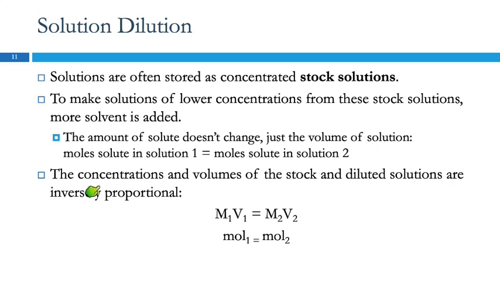So we find that the concentration and volume of the stock and diluted solutions are inversely proportional. The concentration, molarity, moles per liter, times the volume of the first solution would give us the number of moles in the first solution. Molarity times volume in liters of the second solution gives us the moles of the second solution. The moles of the first solution is equal to the moles of the second solution.